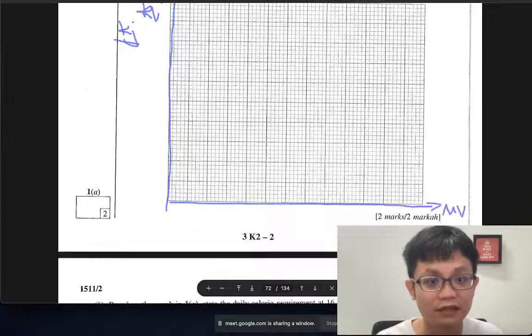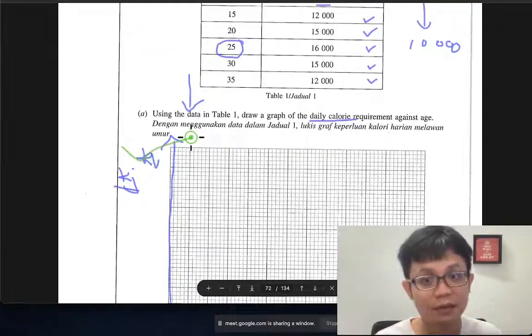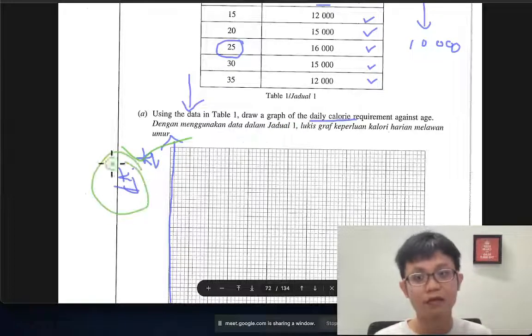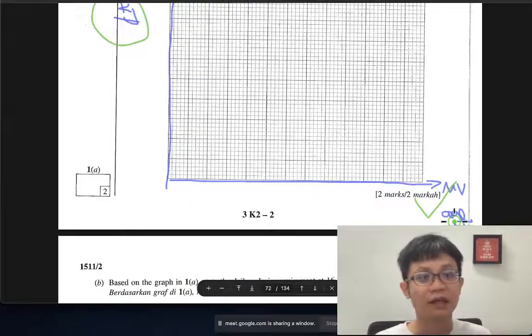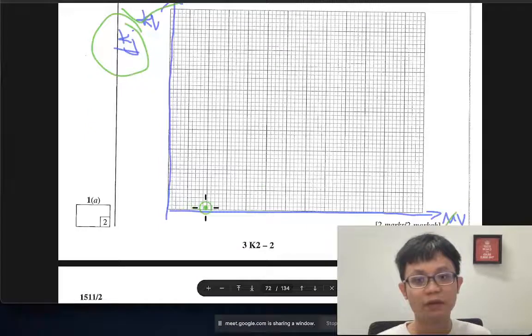Make sure you label it so you get marks. Some students usually lose marks because they didn't label and they didn't put the unit. That's why I put kilojoule here, and I put H here. If you don't know whether it's kilogram or what, I don't know. Okay, 5, 10, 15, 20, 25, 30, 35. So maybe you put here 5, 10, 15, 20, 25.